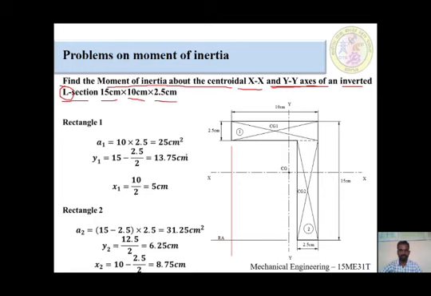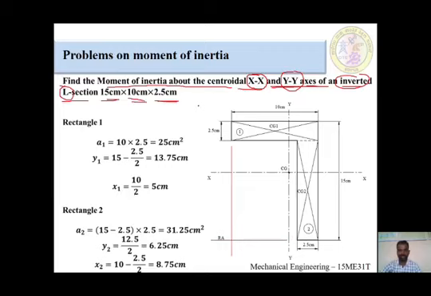I will read the same question one more time. Find the moment of inertia about centroidal XX axis, and we also have to find the YY axis. It is an inverted angle section, also called an L section. The proportions given are 15 centimeter, 10 centimeter and 2.5 centimeter.